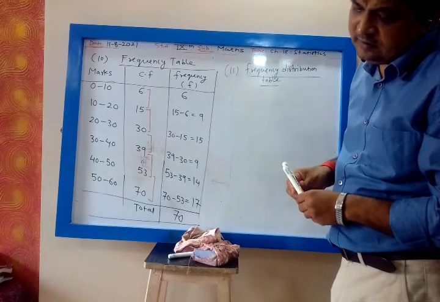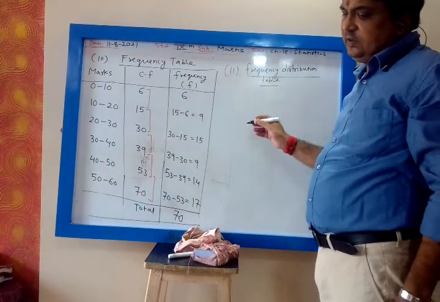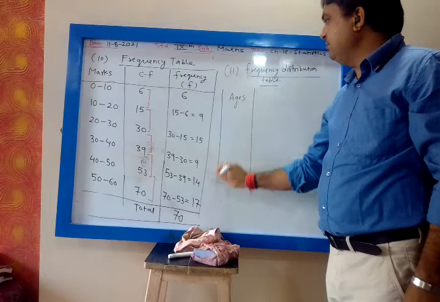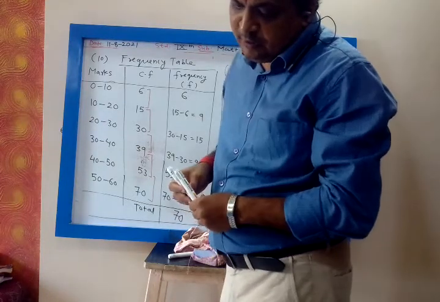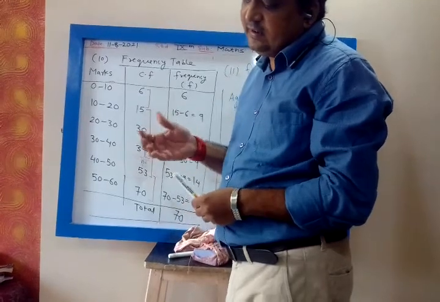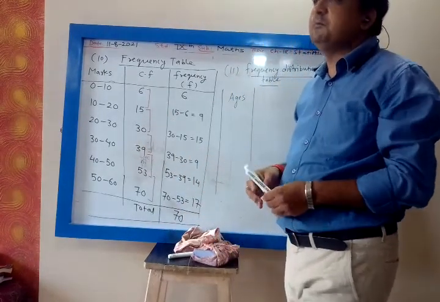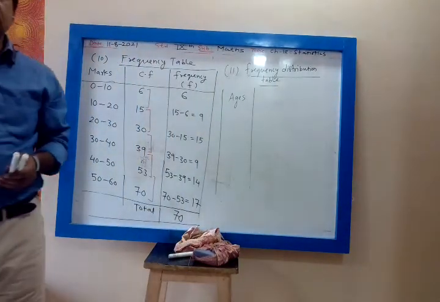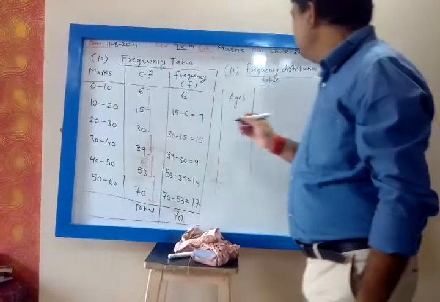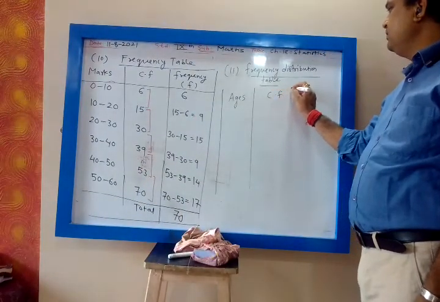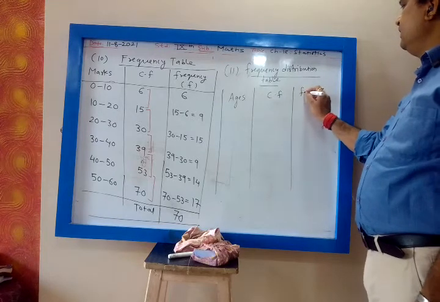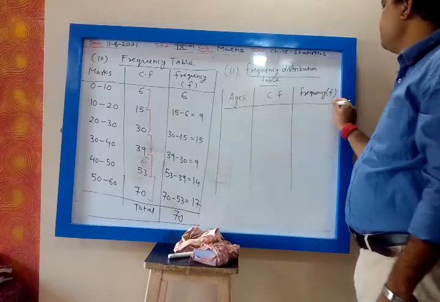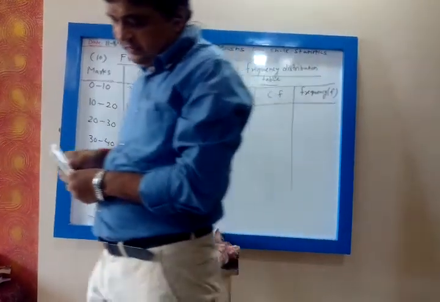So what is given? Ages. You are given ages. Then what type of data is given? Below. Frequency or CF? Tell me. Whenever it is less than or below, it means you are given CF. So from CF I have to find frequency F.